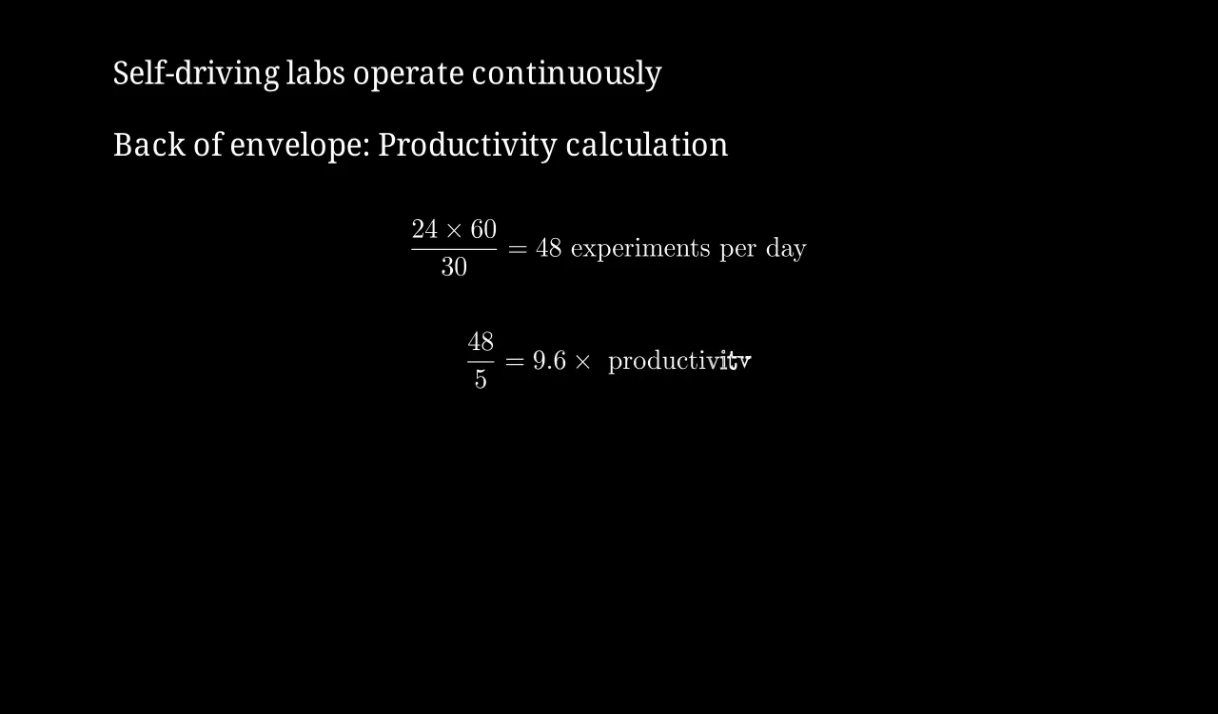Let's calculate the productivity gain. A human researcher might run 5 experiments per day. A self-driving lab running continuously could perform 1 experiment every 30 minutes. That's 48 per day. 24 hours times 60 minutes divided by 30 minutes per experiment equals 48 experiments per day. 48 divided by 5 equals 9.6 times the productivity of a human researcher working normal hours.